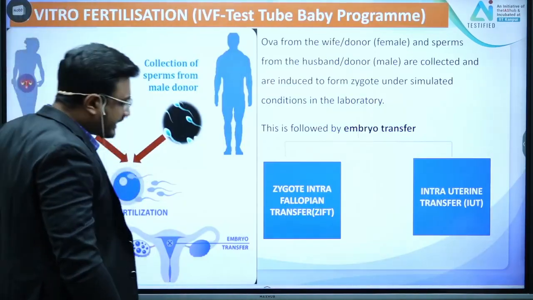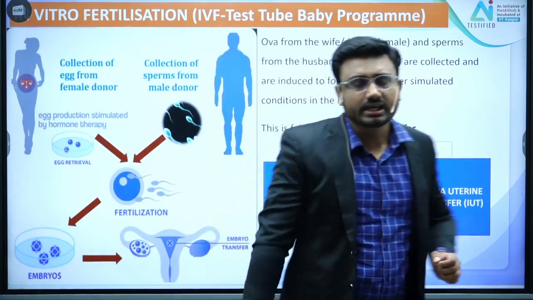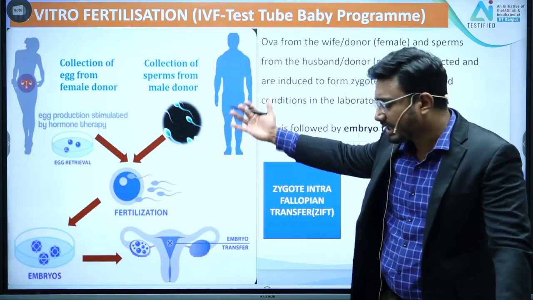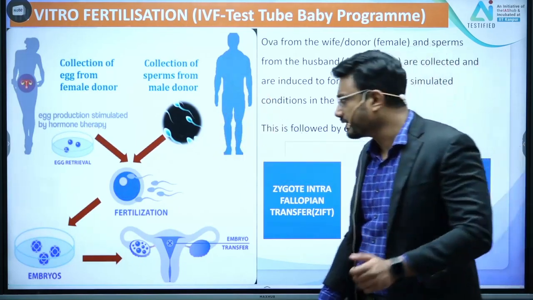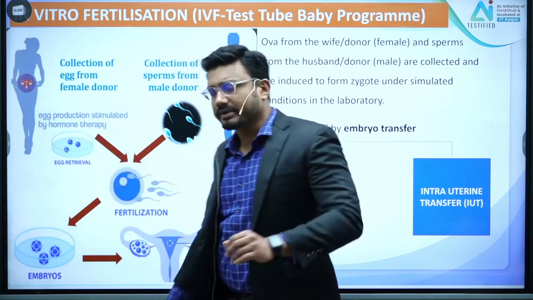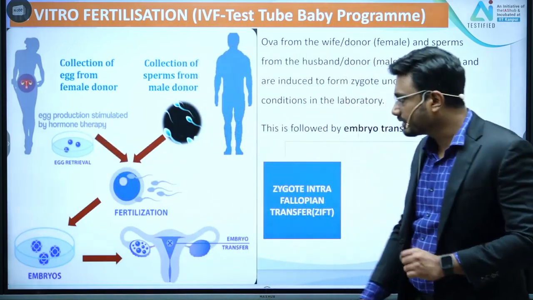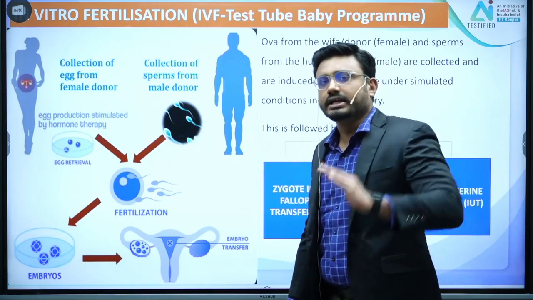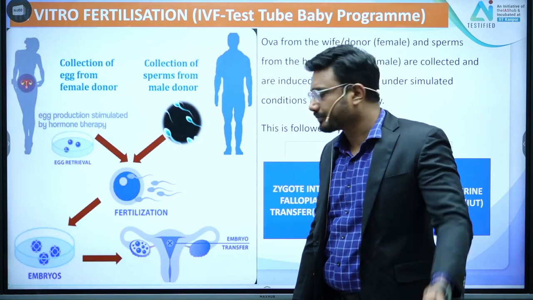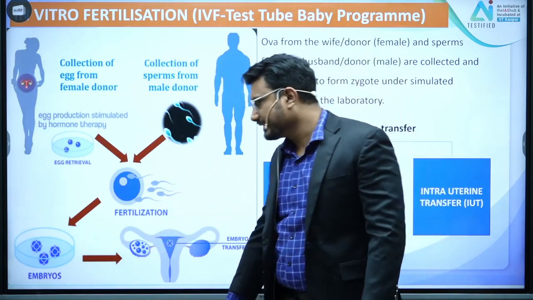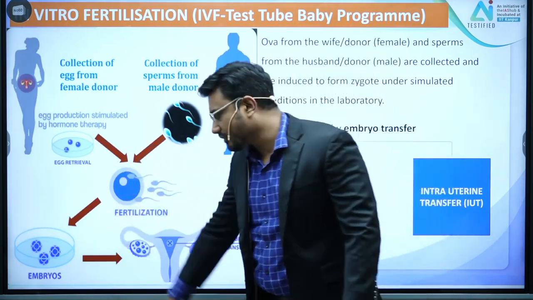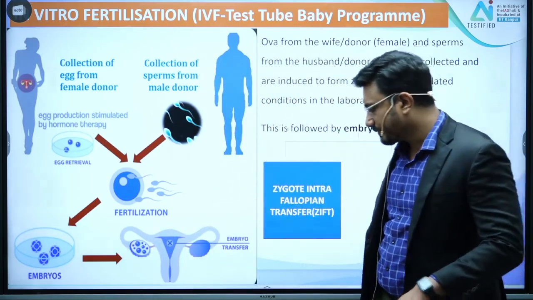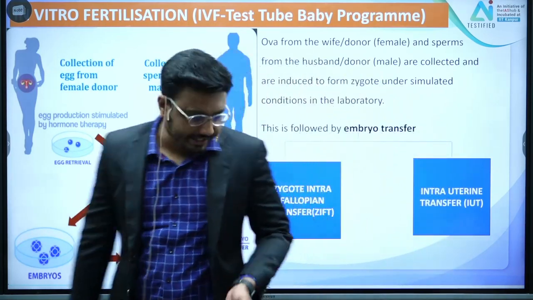First one is in vitro fertilization, also known as the test tube baby program. What is the method taking place in this process? Let us go through it. The egg is collected from the female donor, and the sperm is collected from the male donor, and they are both made to fuse in laboratory conditions. In vitro means inside the lab. When fertilization happens, the zygote is formed, which leads to the formation of embryos, and then it is transferred into the uterus or the fallopian tube of the female, right?